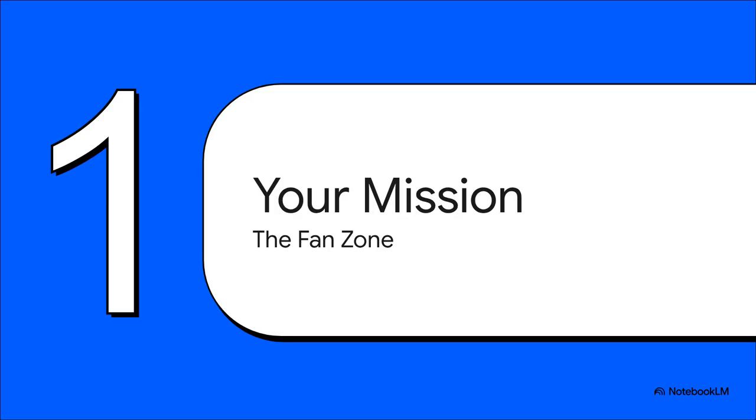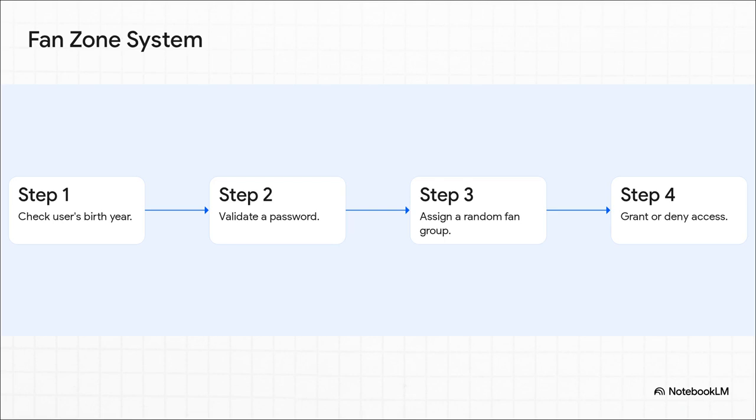So let's make it official. Our mission is to build the Fan Zone Access System. Think of it like the digital bouncer for a K-pop app. It's going to be checking IDs at the virtual door and deciding exactly who gets in. And here's our game plan broken down into 4 simple steps. First, we got to check the user's age from their birth year. Second, we need to validate their password to make sure it's not terrible. Third, we're going to sort them into a random fan group, to keep things interesting and fair. And finally, we'll put all those checks together to either grant access or deny it.